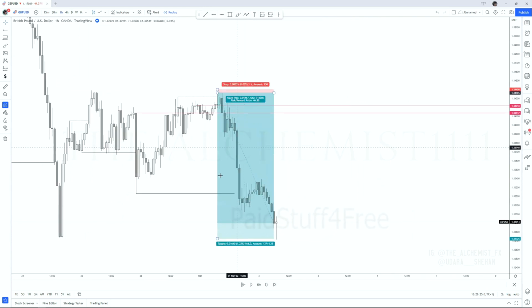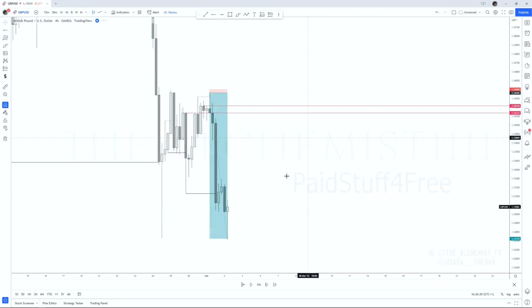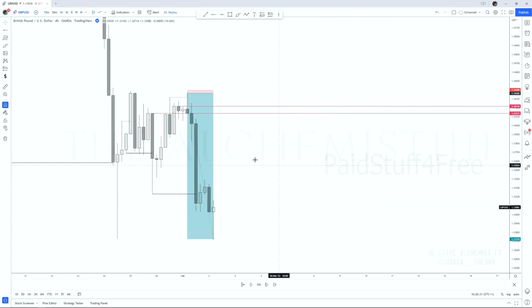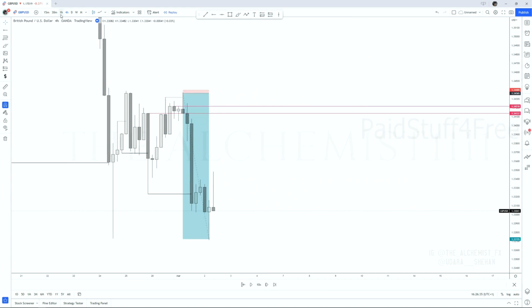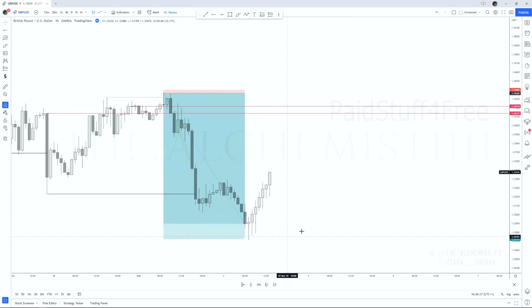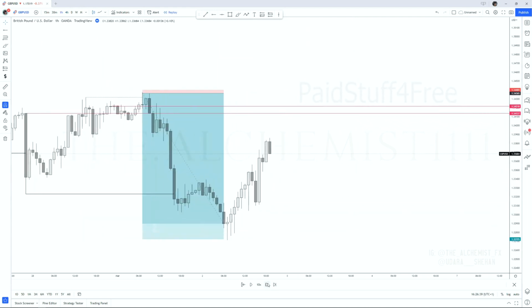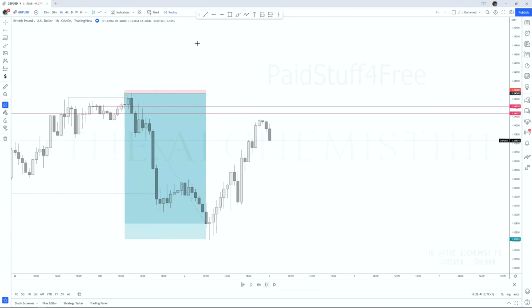Now, when there are two POIs, I prefer always waiting for confirmation from one of those zones, or else maybe timing will be a nice factor. So look at this once again. Let's see at what time price is tapping into these areas. Not yet. There we go. The liquidity below it. Can you see that? Liquidity below the POI.